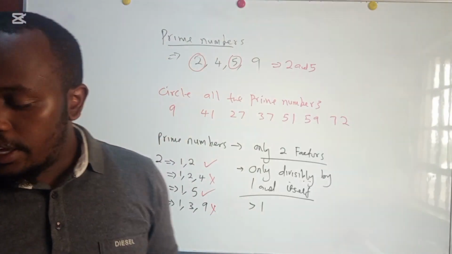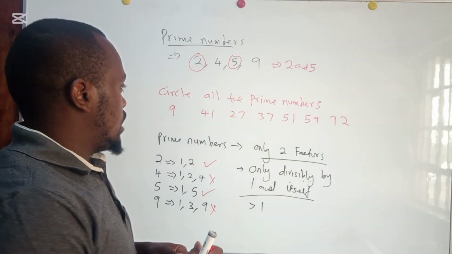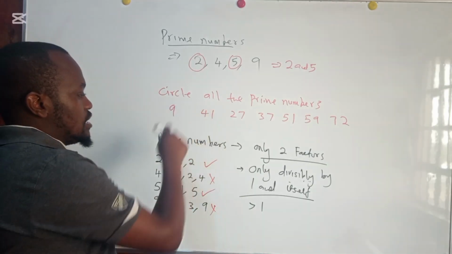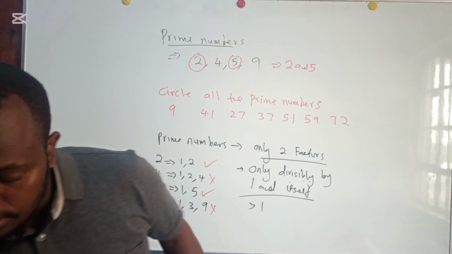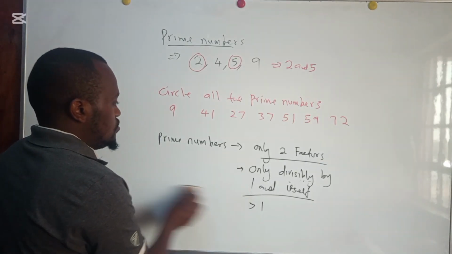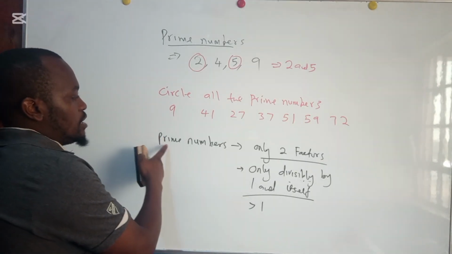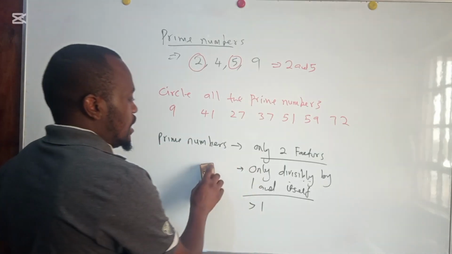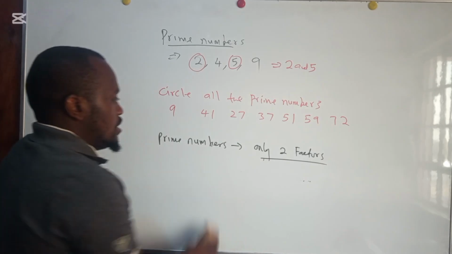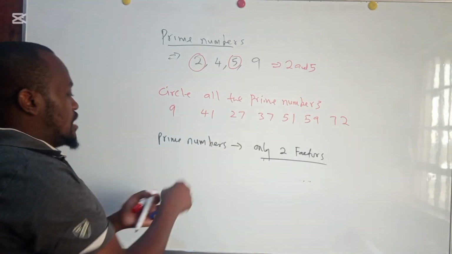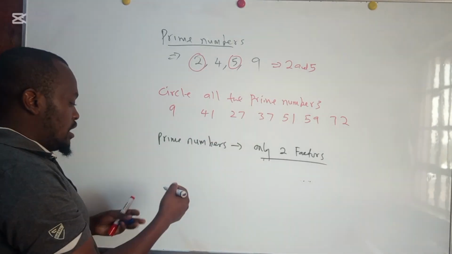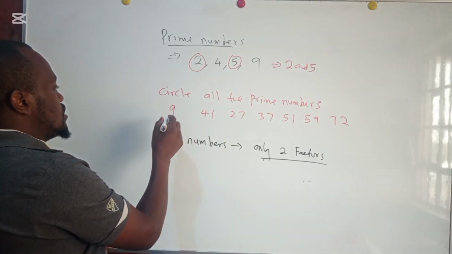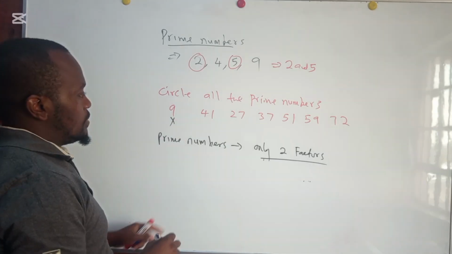So you can watch the video on my channel again to get more depth on the same. However, now let us look at this one. So we have already defined a prime number as a number that has only 2 factors, or that is divisible by 1 and itself. So among these numbers, we have already shown that 9 is not a prime number.